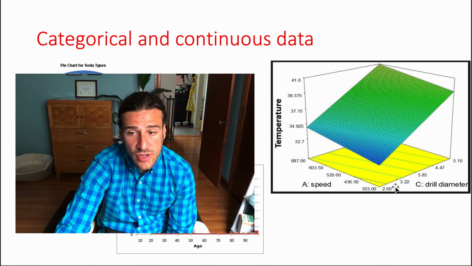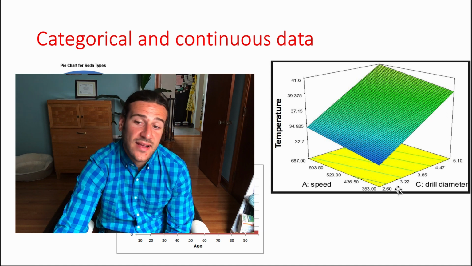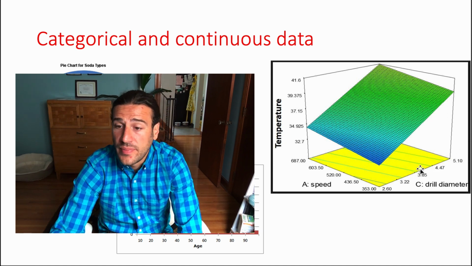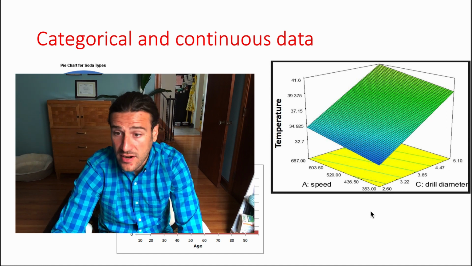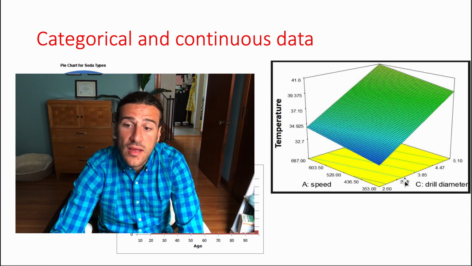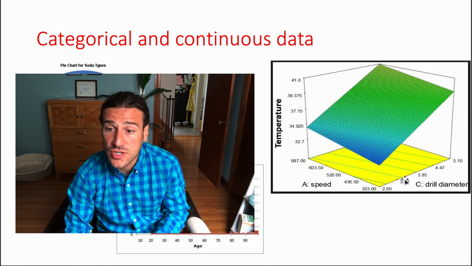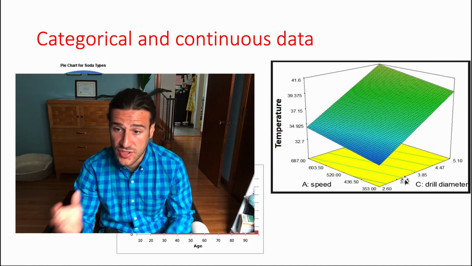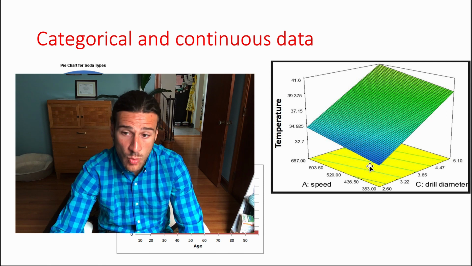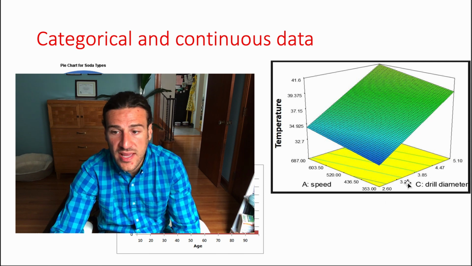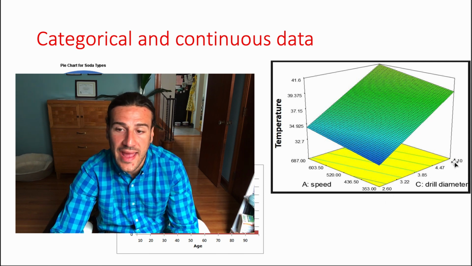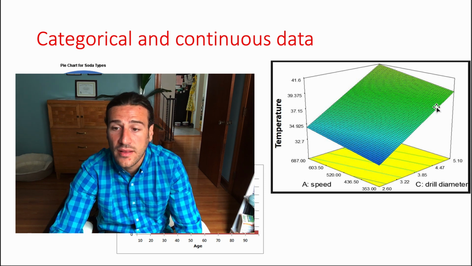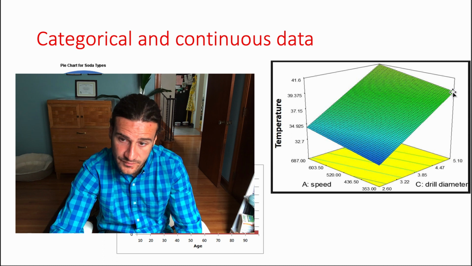Now, similarly, we take a look at x2. As the drill bit diameter gets larger, there is a larger surface area coming into contact with the surface, and there is more friction, so there is more heat. So the larger the drill diameter, the hotter the temperature gets.